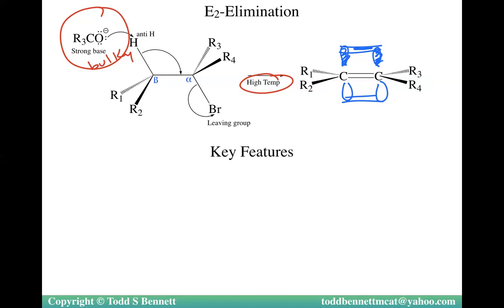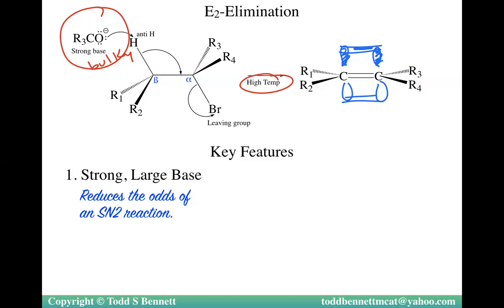Okay, the key features, things you should note. A strong, bulky base, or a strong, large base, you have to have it. You have to have something to remove the H from a carbon. H on a carbon isn't going to be very acidic, although when it's anti to the Br, because the Br can pull electron density away and things pull in a line, if you will, it can weaken that and make it a little more acidic. So this H becomes more acidic when it's aligned anti to the Br.